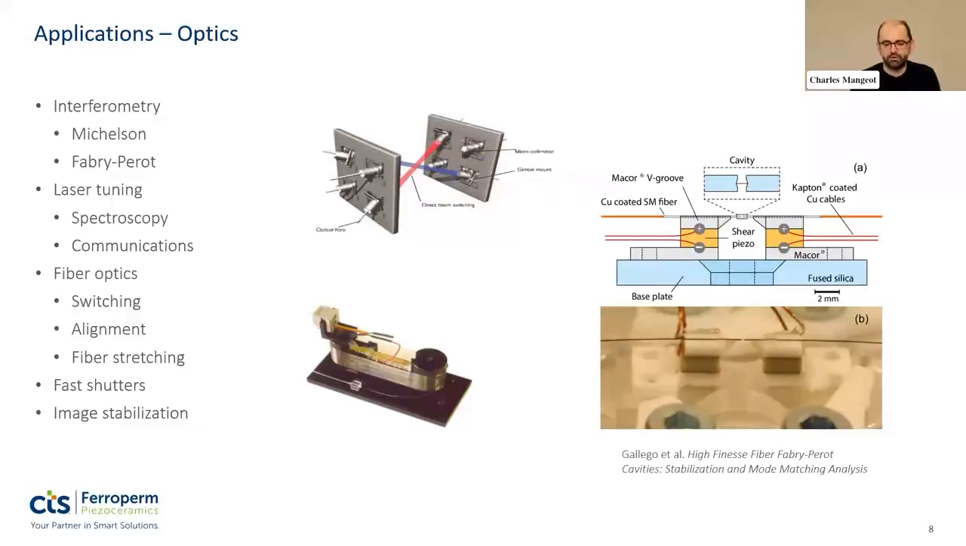We have a lot of applications with, for example, Fabry-Perot interferometers. You see this example here where you can control the distance between two fiber optics, and the surfaces of the fiber optics are used to generate this Fabry-Perot interferometer. So you can tune or adjust the distance to tune the wavelength that will resonate.